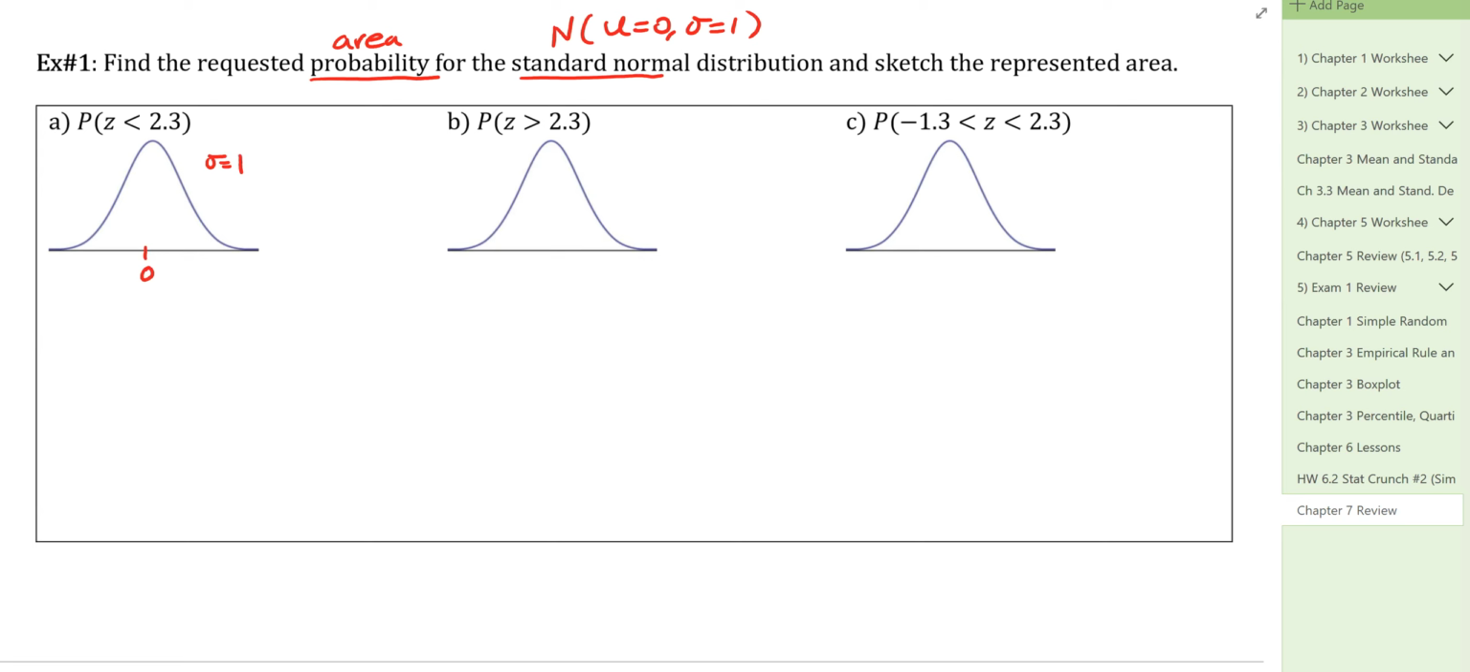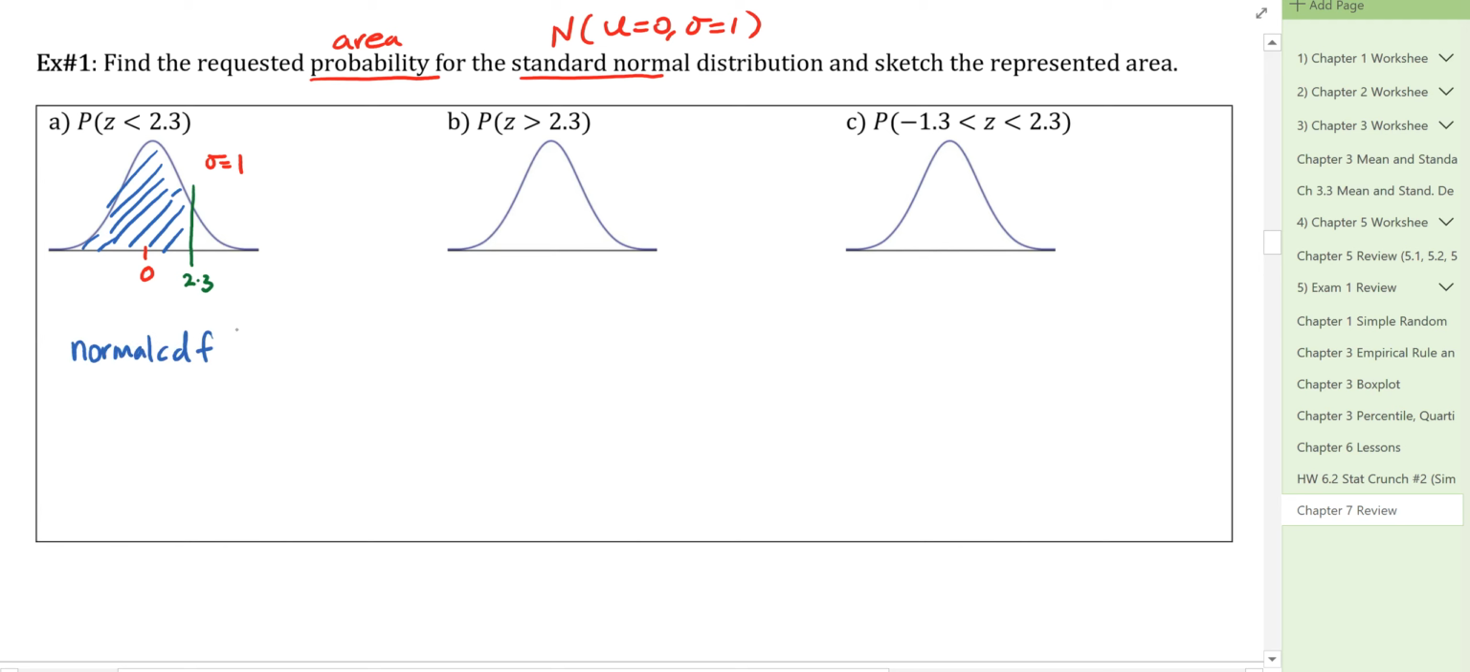I want the area where Z is less than 2.3. So 2.3 should be on the right hand side of the mean, right over here, Z equals 2.3. I want to find the area on the left, so I'm going to shade the region, everything to the left. Notice that's the left tail, and so I'm looking for the probability that Z is less than 2.3. So now let's remember, using a calculator, I could do normal CDF.